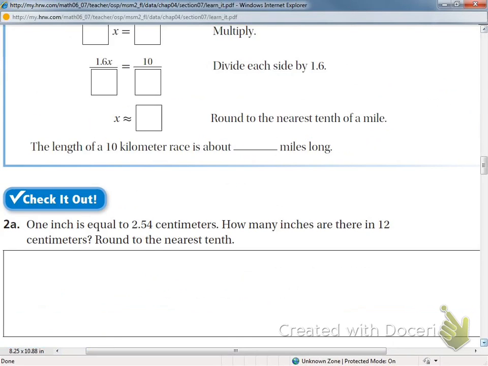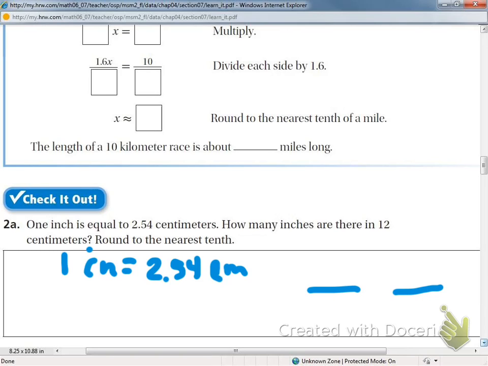Okay, check it out. 2a, 1 inch is equal to 2.54 centimeters. About how many inches are there in 12 centimeters? So we know that there is 1 inch to 2.54 centimeters.